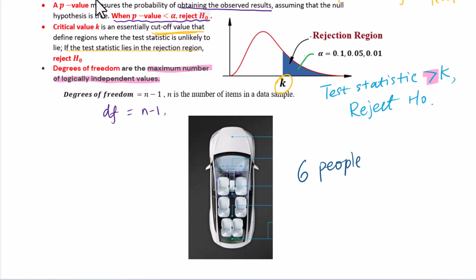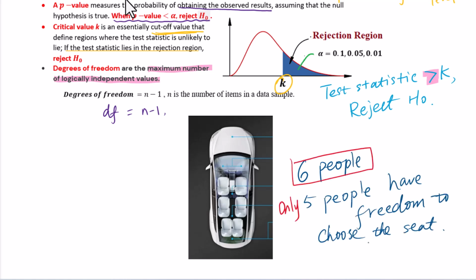will sit in this car. Only the first 5 people who entered the car have the freedom to choose the seat. The last person has no freedom to choose the seat. In other words, the degree of freedom equals 6 minus 1 equals 5.